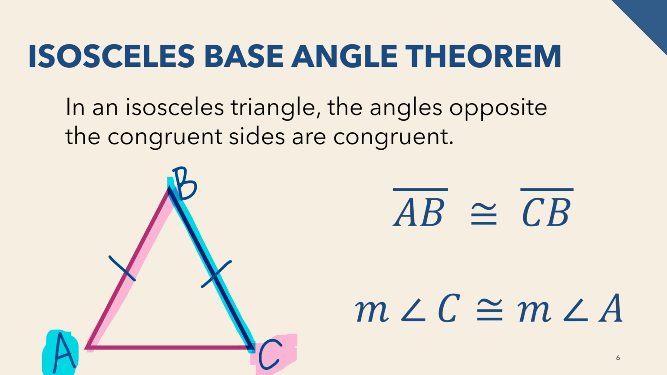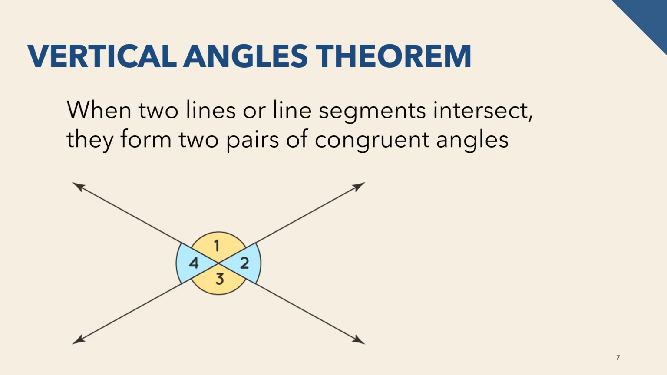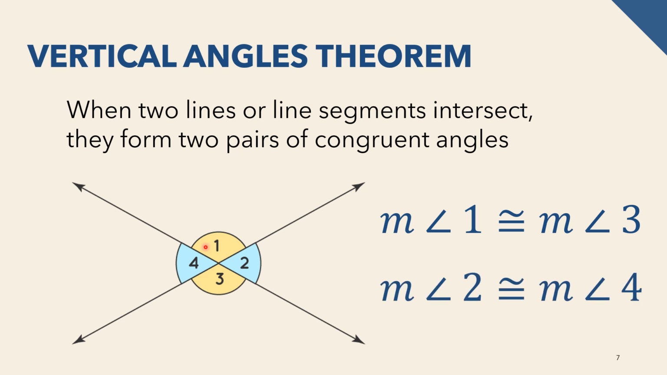Very useful theorem. Here we have the vertical angles theorem, and it just says that whenever two lines or line segments intersect, they form two pairs of congruent angles. So whenever you have two lines or two line segments that are intersecting, kind of making an X shape, that's going to form two congruent angles. You can see angles 1 and 3 are congruent, and then angles 2 and 4 are congruent.